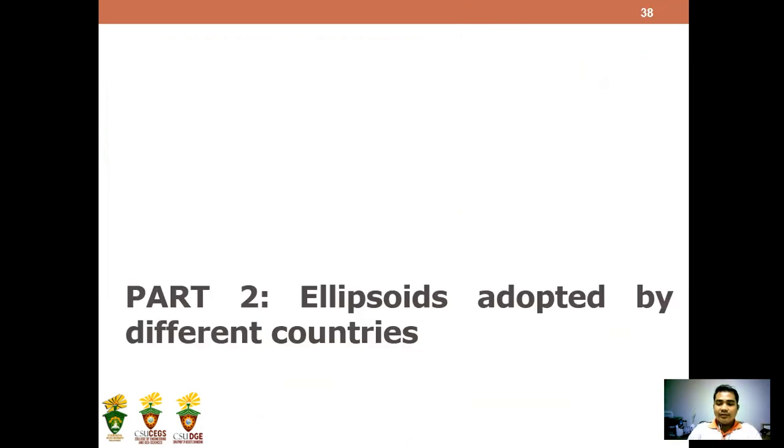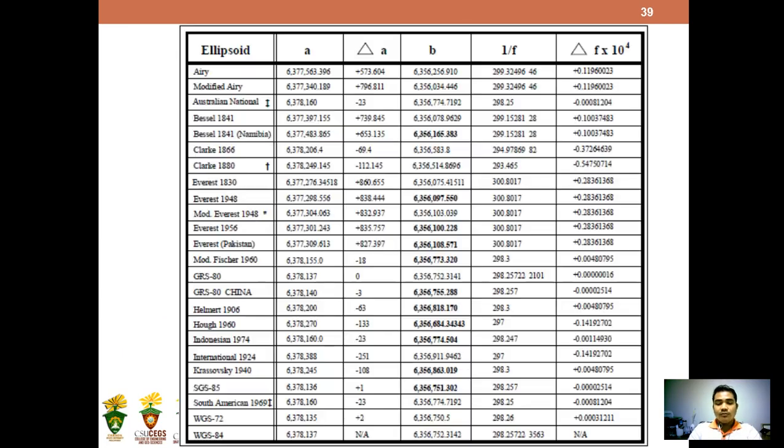Alright, we are now down to part 2 of this topic, which is the ellipsoids adopted by different countries. I will leave it to you to read all of part 2. I will emphasize that Clarke 1866 is the ellipsoid adopted by the Philippines. It has a semi-major axis of 6378206.4, a semi-minor axis of 6356583.8, and an inverse flattening of 294.98.